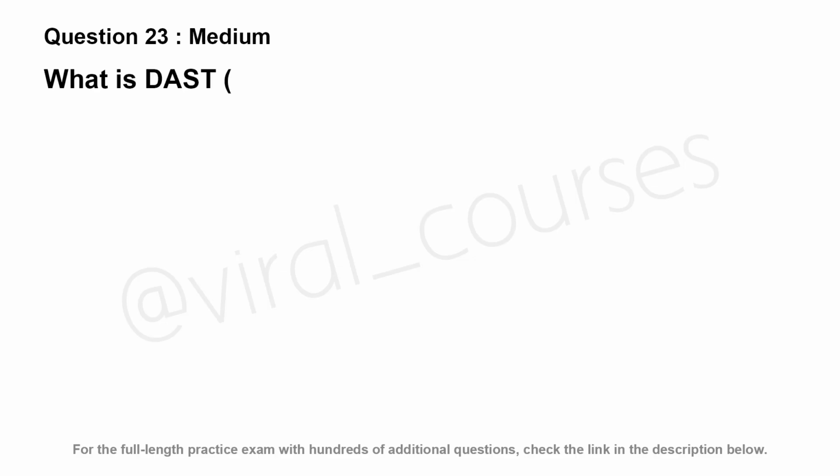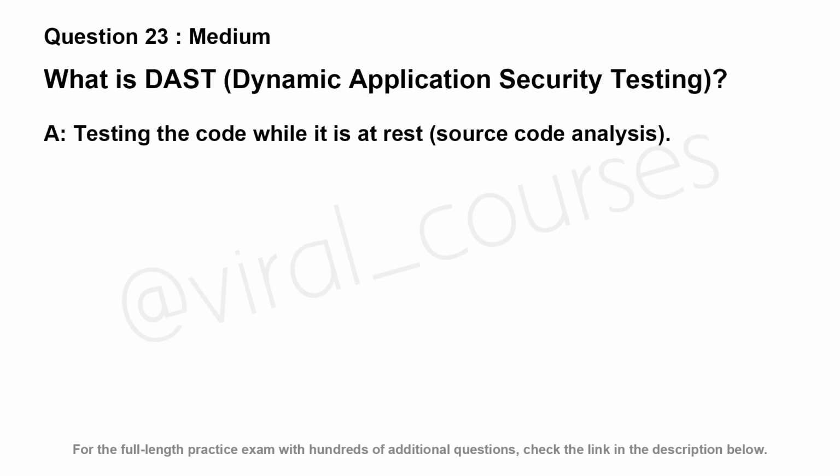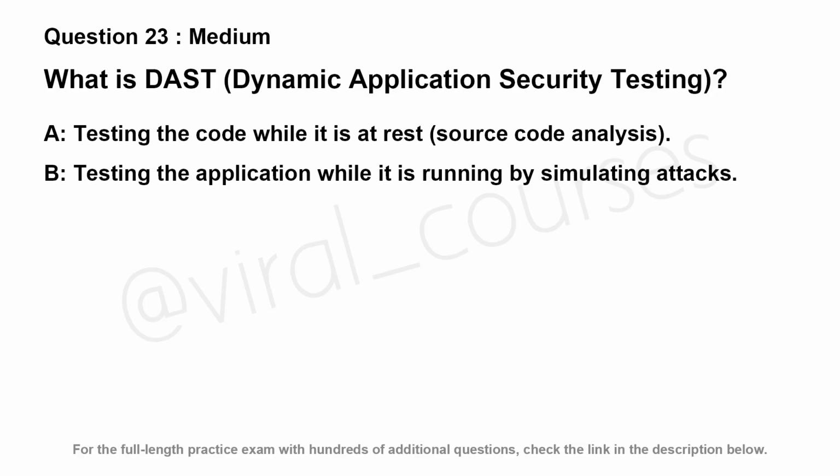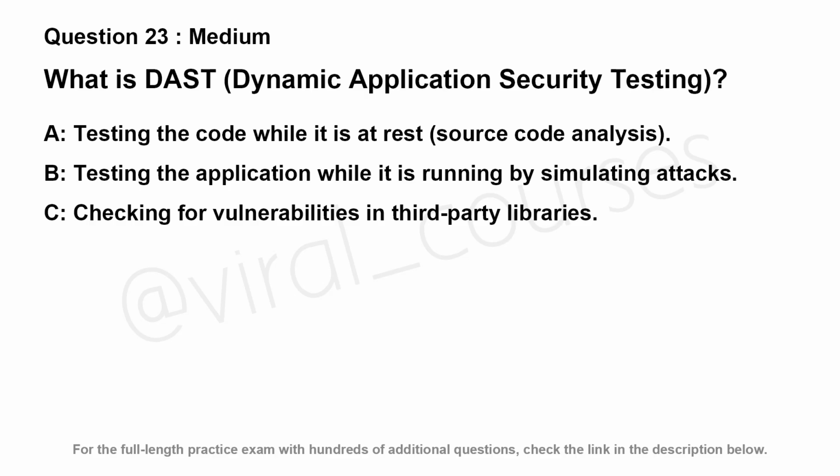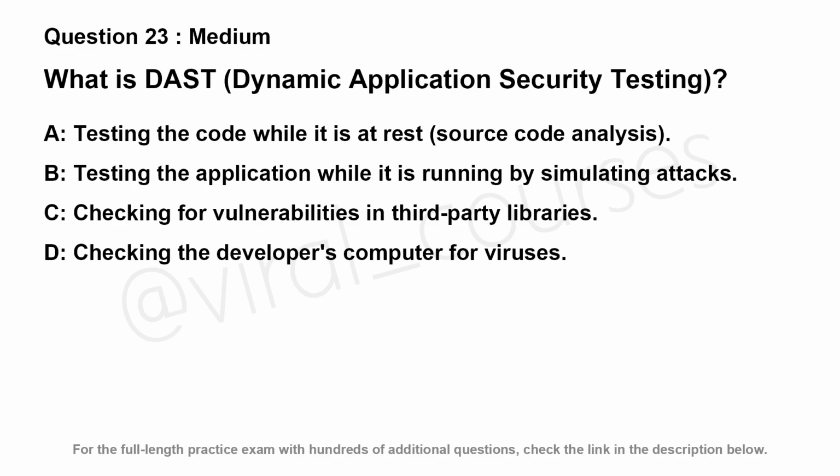What is DAST, Dynamic Application Security Testing? Option A. Testing the code while it is at rest. Source code analysis. Option B. Testing the application while it is running by simulating attacks. Option C. Checking for vulnerabilities in third-party libraries. Option D. Checking the developer's computer for viruses.